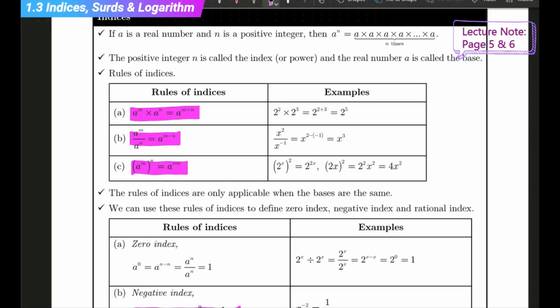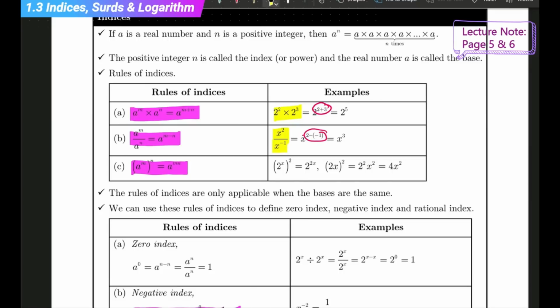Okay, for multiply, when we multiply indices, we just need to add the power together. This one is multiply, right? So when we multiply, we add the power together. And when we divide, this is divide, right? The operation here is divide. We need to minus the power. If the base is dividing, the power needs to be subtracted.